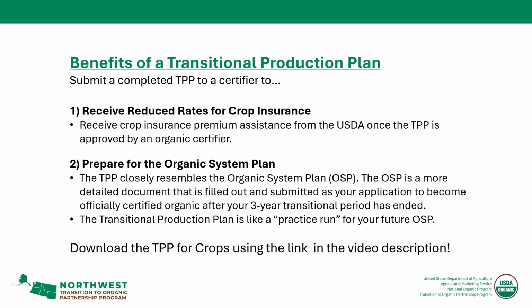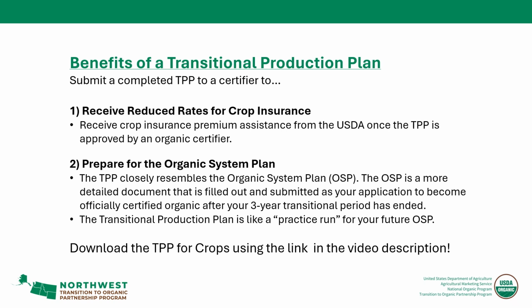To be eligible for this insurance premium assistance while transitioning to organic, you can fill out a transitional production plan and get it approved by an organic certifier. The TPP is a brief document detailing how you will manage your operation in compliance with organic regulations while in your 3-year transition period. Once the TPP is approved by an organic certifier, your operation is then added to the Organic Integrity Database under the label of Transitioning. Once that occurs, you can receive the insurance premium assistance for your transitioning crops.